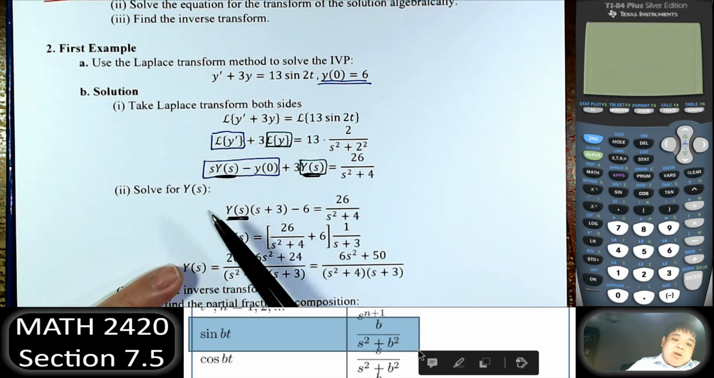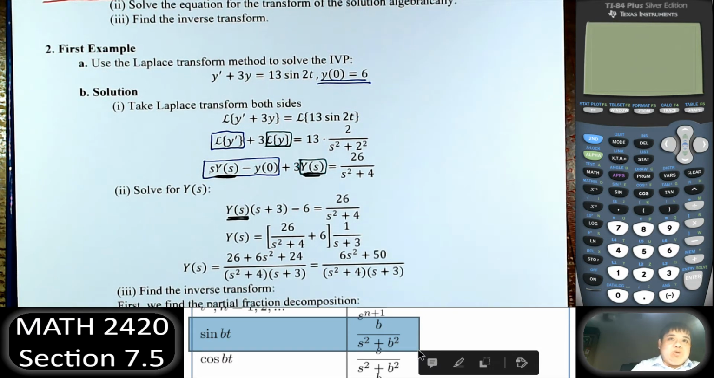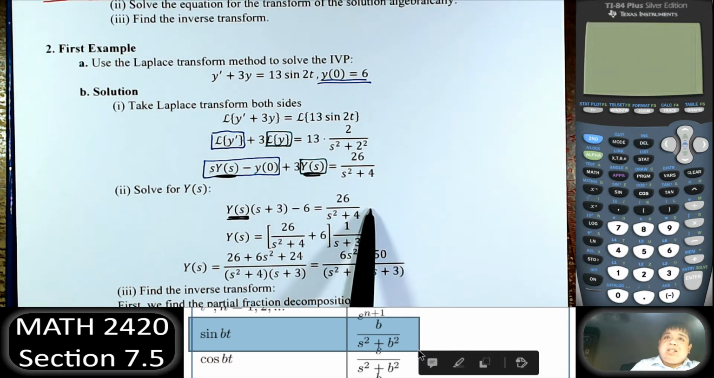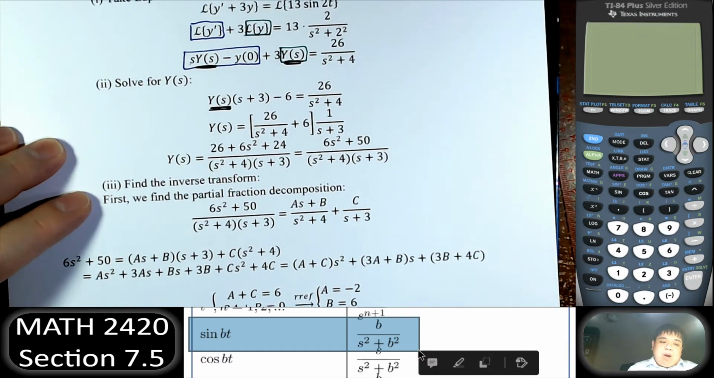So now we just have an algebraic equation, so we don't need any calculus here to solve for y of s. We just add 6 to both sides, and then divide by s plus 3, using a common denominator, and then multiply by s plus 3, we have 26 plus 6 s squared plus 24. So we just simplify this into one big fraction, and we have that. Finally, we just need to find the inverse Laplace transform.